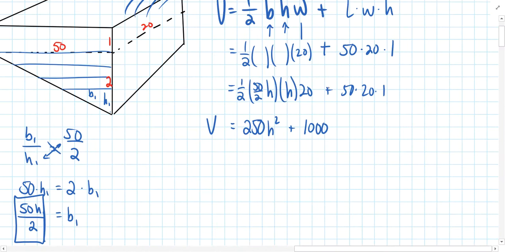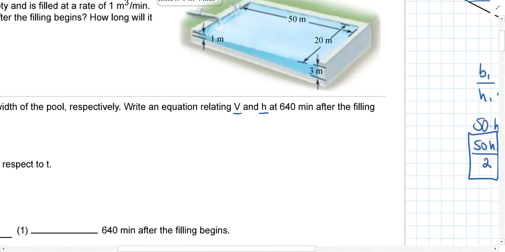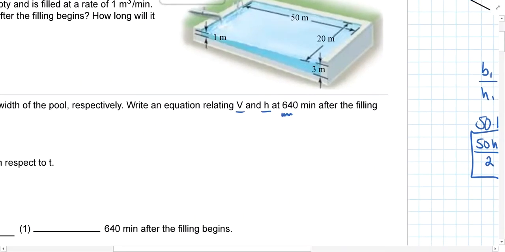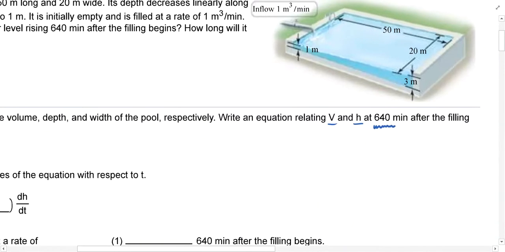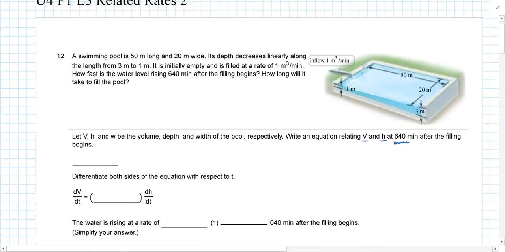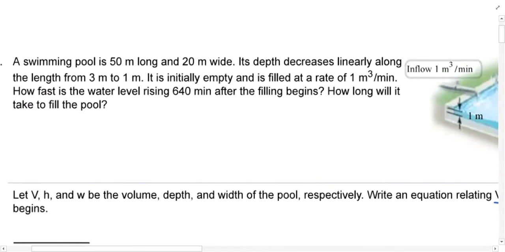And really, this formula does have a domain restriction. We haven't spent much time talking about that, but the domain restriction in this case, since h is a height measurement from 0 to 2, means this equation would be good for any h value on the domain from 0 to 2. And I think that's worth noting because we want to know what the volume formula would be at precisely 640 minutes after filling the pool. And we are filling at a rate of 1 cubic meter per minute.